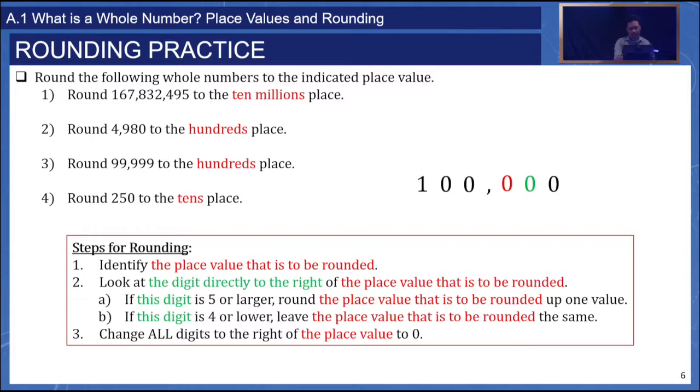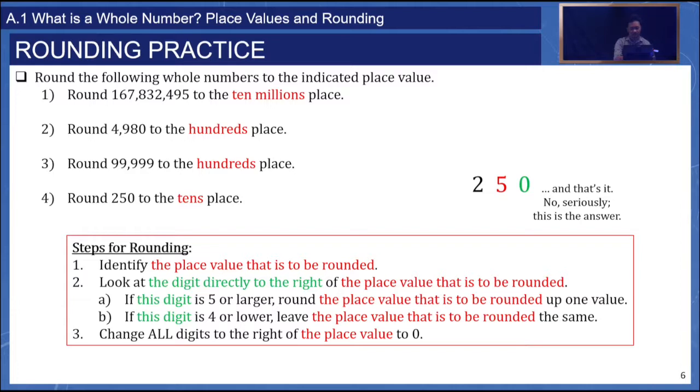And last problem, round 250 to the tens place. Again, I've said this before, you first identify the place value that is to be rounded, so that's going to be the tens place, and the tens place is going to be the number 5. Now you look to the right of 5, which is 0, and that's it. That's the answer, it's 250.